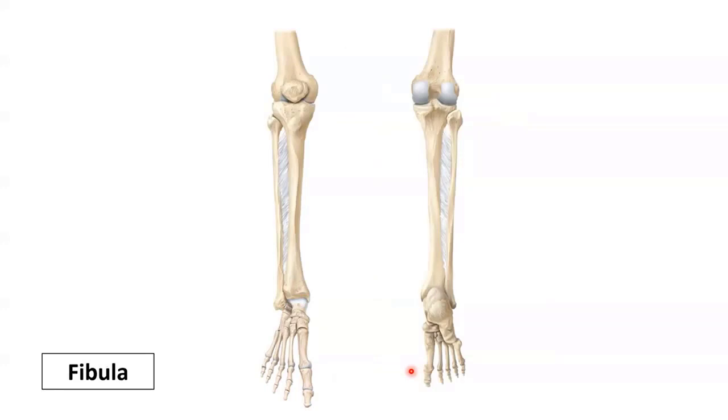The fibula is parallel and lateral to the tibia and is also considerably smaller. So we mentioned that our fibula is this bone here and here. So it sits on the lateral side of the leg.